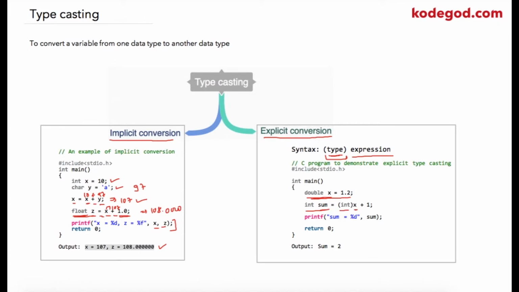Now note that x is of type double. However, I am asking the compiler to treat it as an integer over here. So 1.2 as an integer is 1. So here the compiler will do 1 plus 1 and the final output would be 2. So in the next line, we are printing sum, which has been updated as an integer value 2, and it will just simply print sum equal to 2 as output.